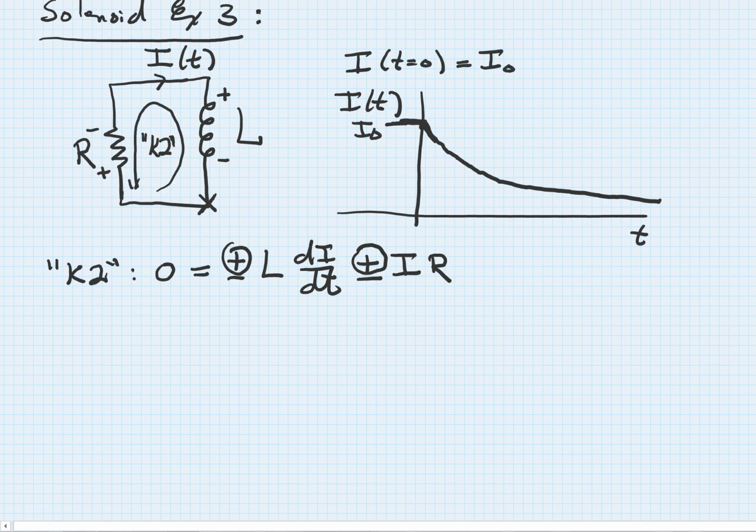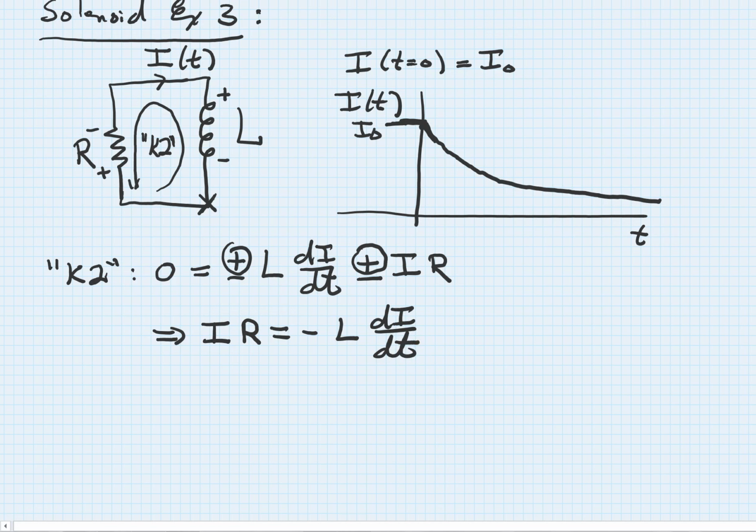And then I can rearrange my equation, moving the L di dt to the other side of the equation. What I find, if I rearrange things a little bit, is just that IR has this interesting value for this circuit of minus L times di dt.